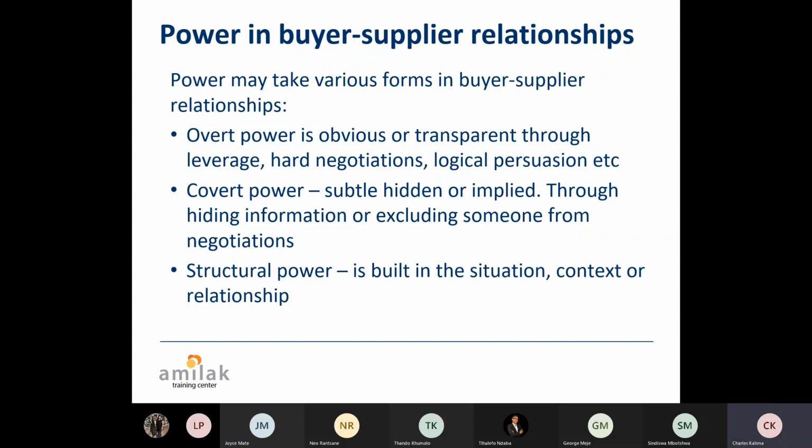But there are those that have covert power, which is a subtle type of power, and it is hidden normally, only revealed when necessary, and you can use it by excluding someone from the negotiation tactically. Then you got structural power, which is built in the situation, normally in the structure of the organization or the relationships that you have. And here again, ladies and gentlemen, you can give somebody power over you by automatically subordinating yourself to them, okay?